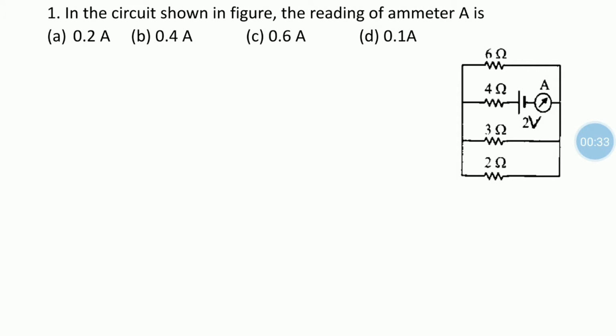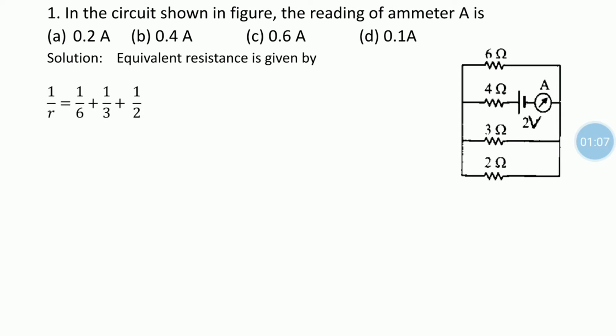0.1 ampere is a wrong answer because 0.1 ampere will be correct if the resistors are in series. But if you see the circuit diagram, resistors are in parallel. Here we can say only 3 resistors are in parallel, that is 6, 3 and 2, because the other resistor, 4 ohm, is connected to a battery. So while doing the equivalent resistance calculation, we have to take only 3 resistors.